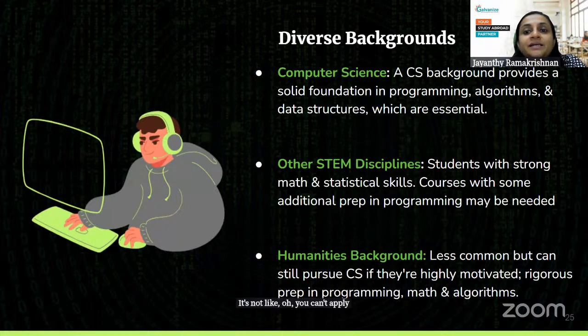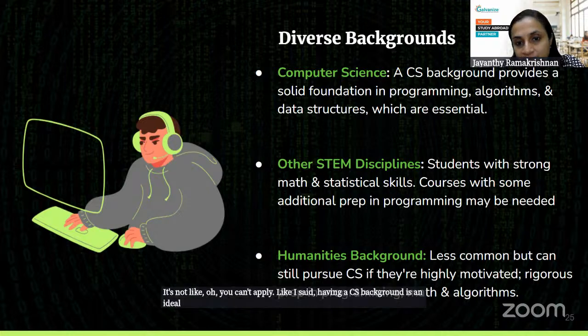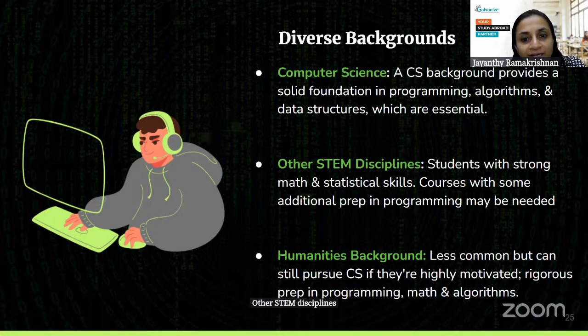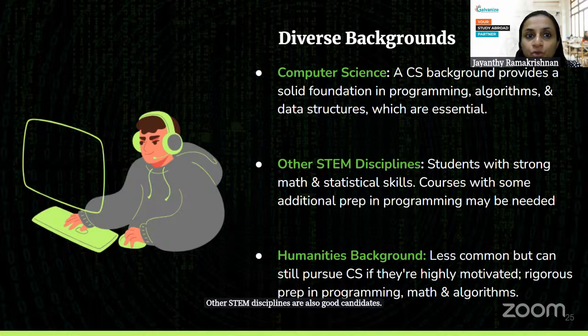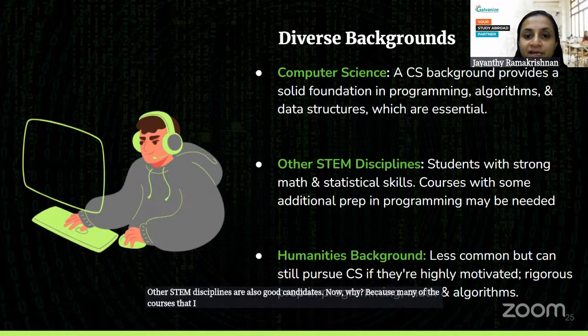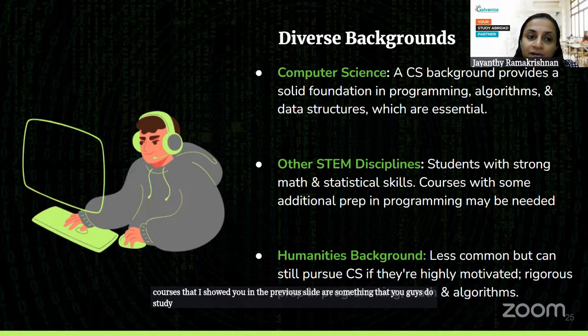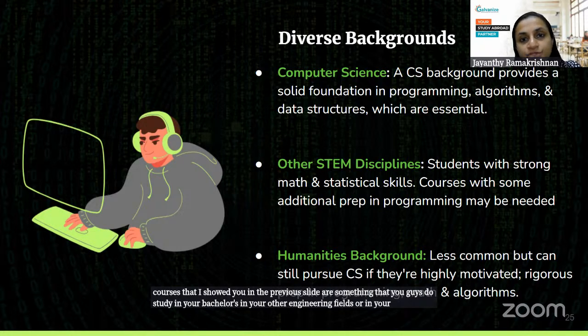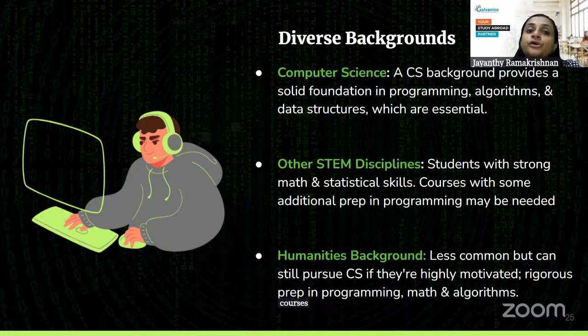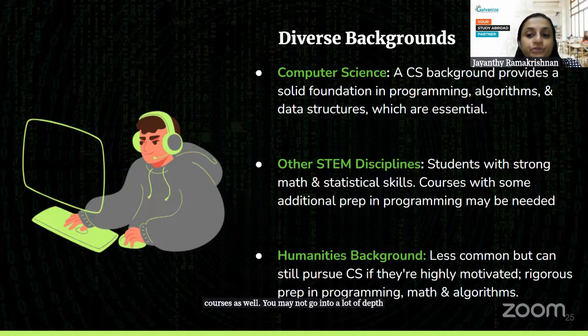Okay. Like I said, having a CS background is an ideal candidate for a master's in CS. Other STEM disciplines are also good candidates. Now, why? Because many of the courses that I showed you in the previous slide are something that you guys do study in your bachelor's, in your other engineering fields, or in your other undergrad courses as well. You may not go into a lot of depth, but you do study that. Where you will be lacking is the programming part.